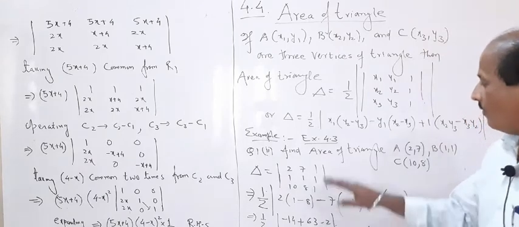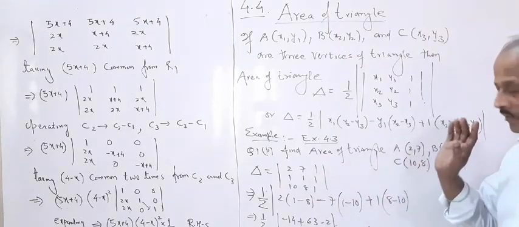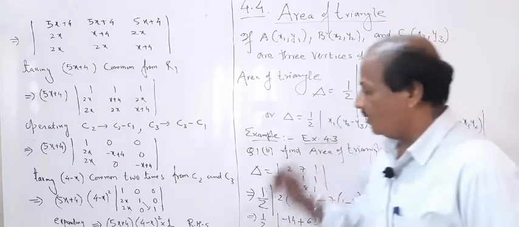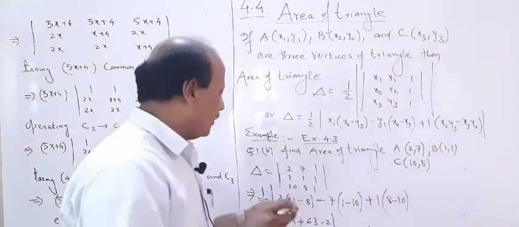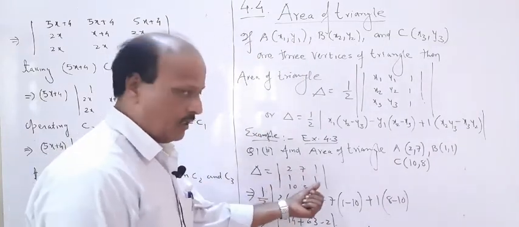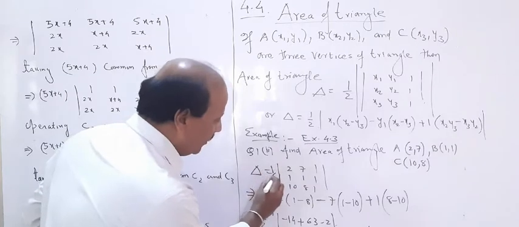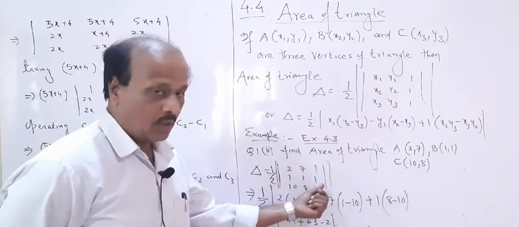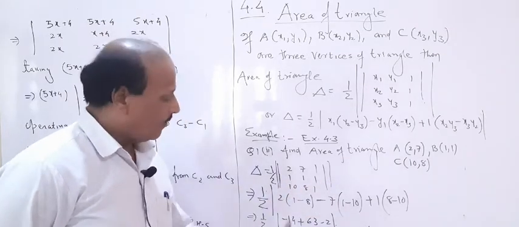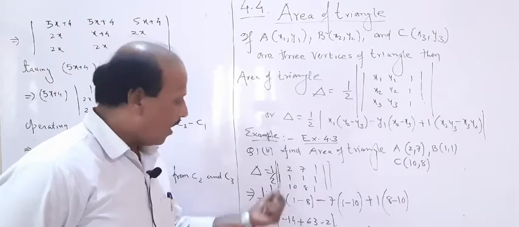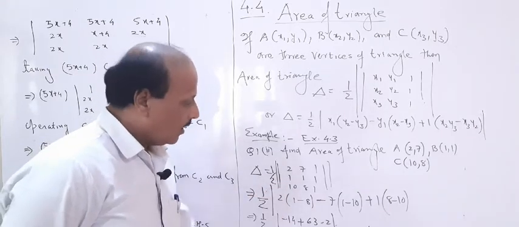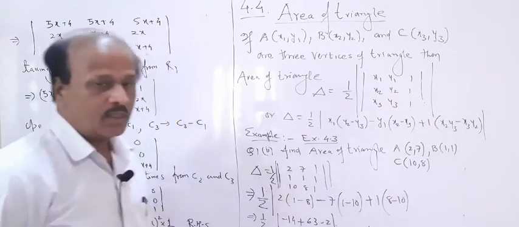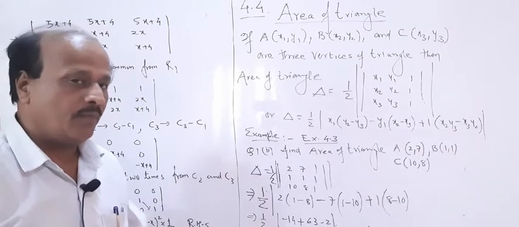How is it given? Find the area of the triangle whose 3 vertices are given: A(2, 7), B(1, 1) and C(10, 8). So put it in that formula. First you put everything in the determinant and write half here and the modulus sign. Many times students are confused by the 2 parallel lines. One parallel line is for the determinant, the half is from the formula we got, and one parallel line is for modulus. So now you expand it.